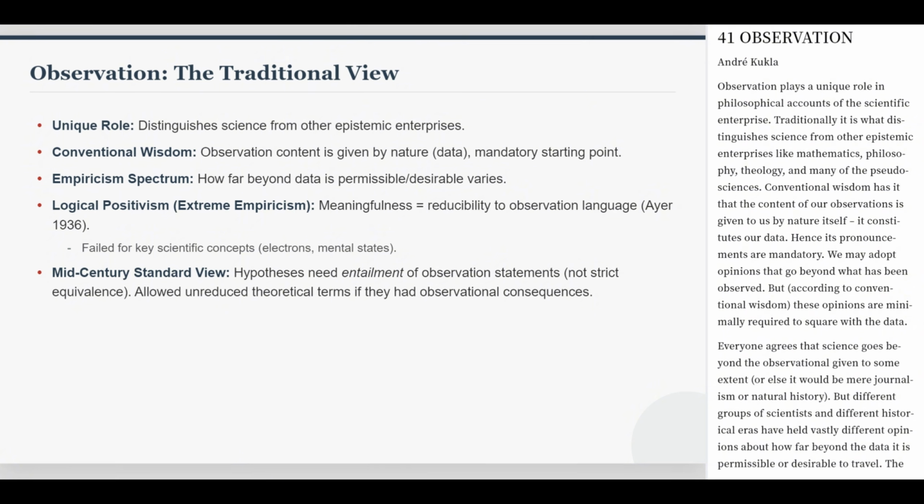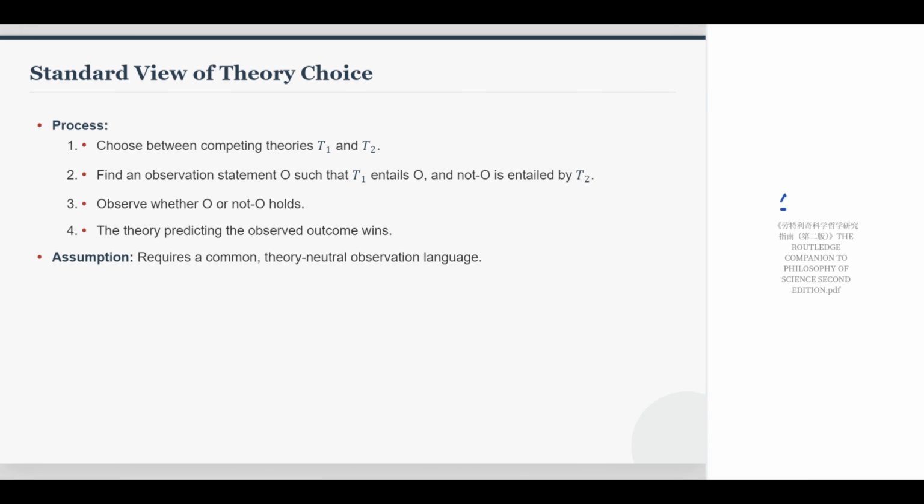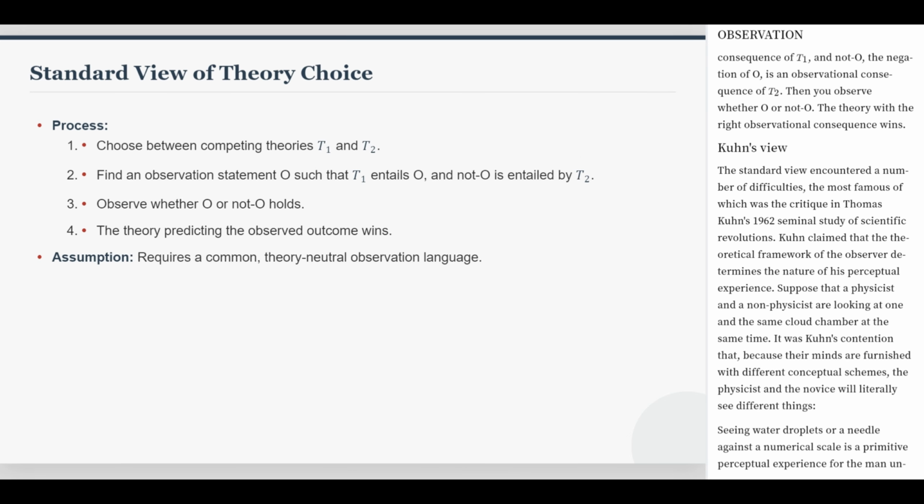This failure led to a more relaxed version of the standard view. A theory just needed to entail some observation statements, not necessarily be reducible to them. As long as a theory made testable predictions, it was okay to have unobservable theoretical terms. So, under this mid-century standard view, how do we choose between two competing theories?